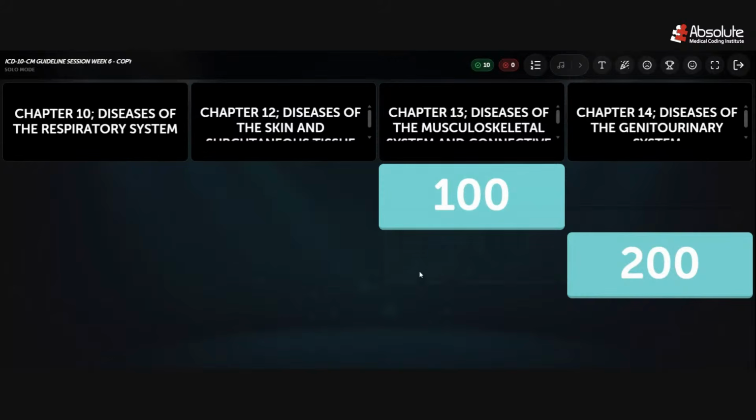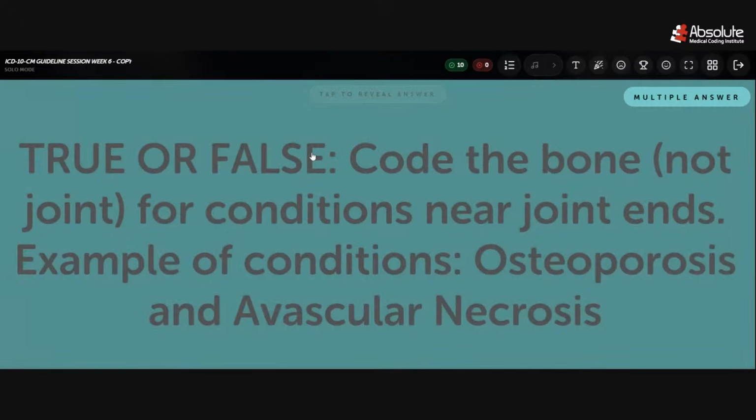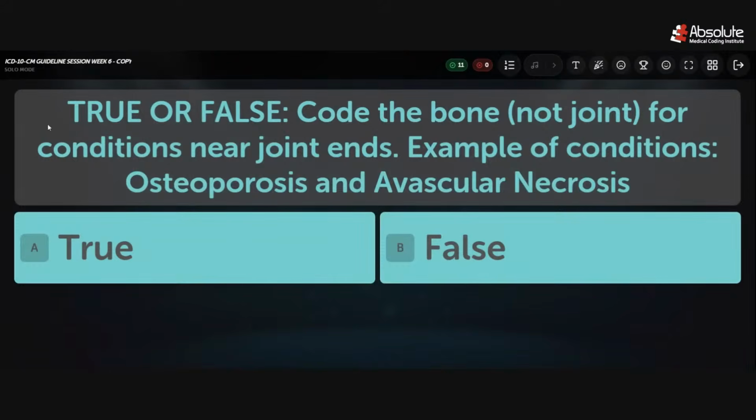Let's finish out our diseases of the musculoskeletal system and connective tissue. Again, true or false? Code the bone, not joint, for conditions near joint ends. So an example of a condition would be osteoporosis and avascular necrosis. So how are we coding the joint ends? Let me know in the chat and we will go over it in about 30 seconds.